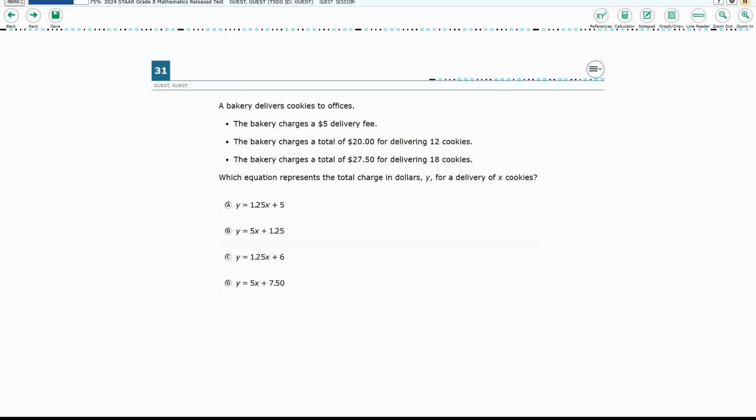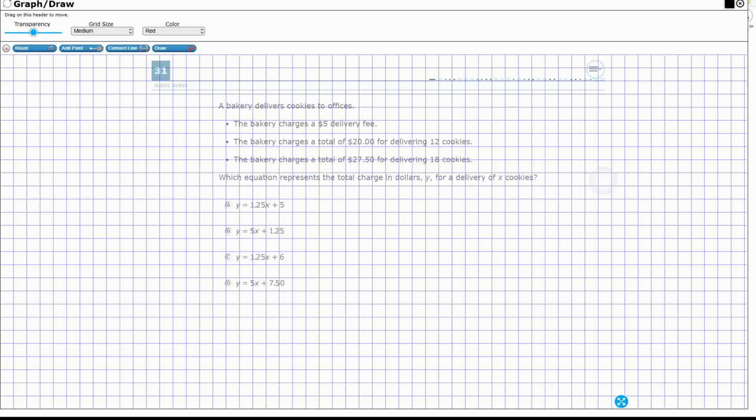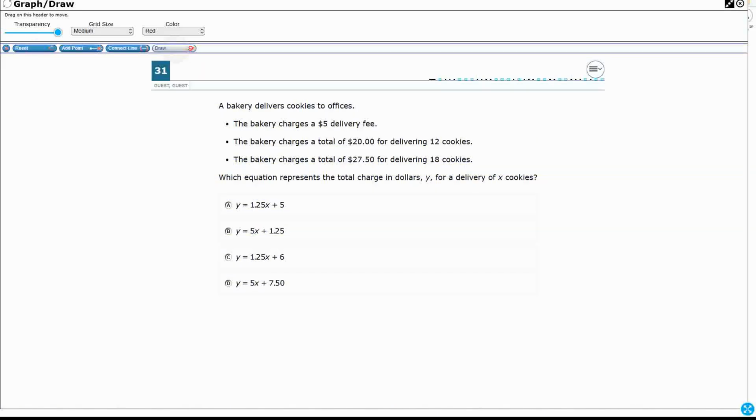Next, for number 31, we are looking at modeling the slope-intercept form. This is 8.5i. And we've got a verbal description, a real-world scenario. We've got a bakery. We've got a $5 flat delivery fee. And then we've got $20 for delivering 12 cookies. We got $27.50 for delivering 18 cookies. Okay, so we're trying to figure out the total charge for delivering X amount of cookies.